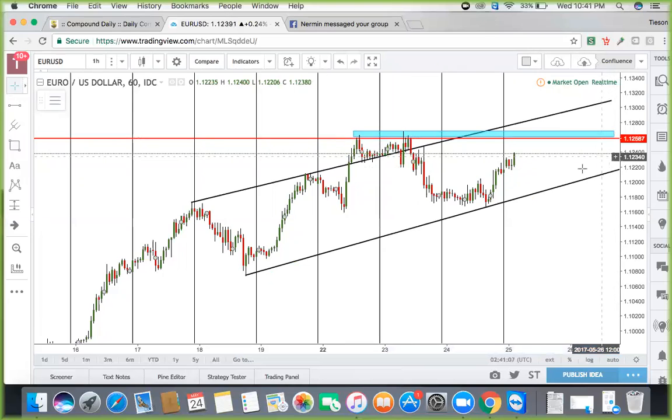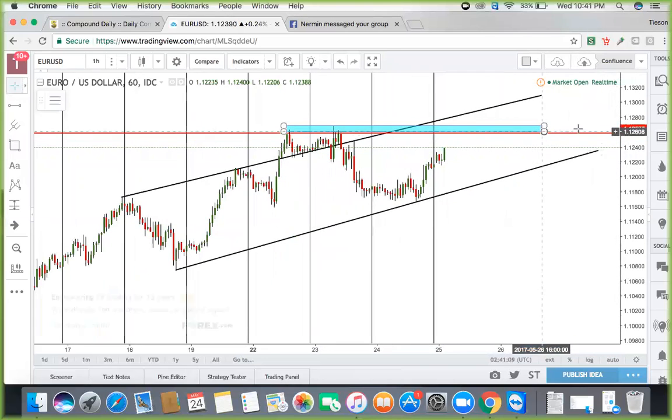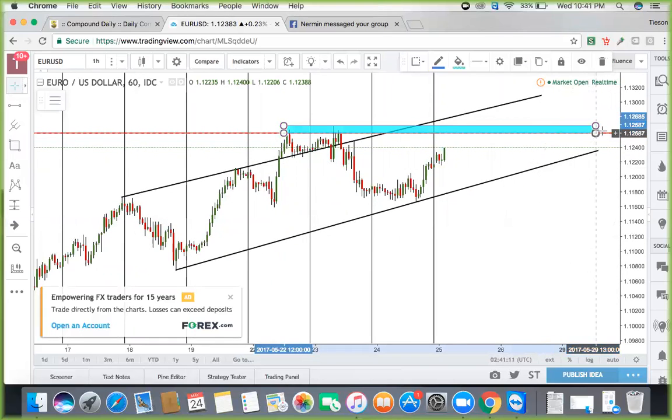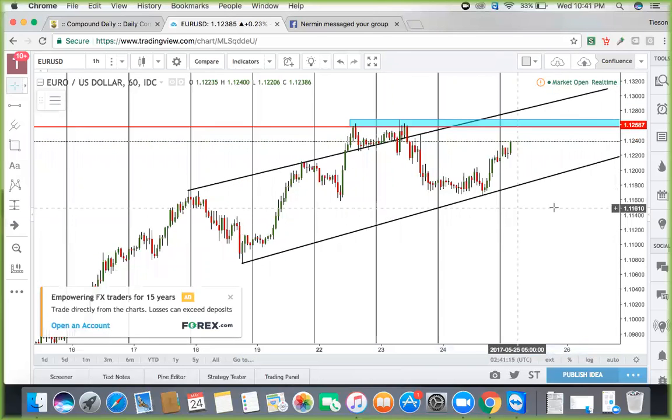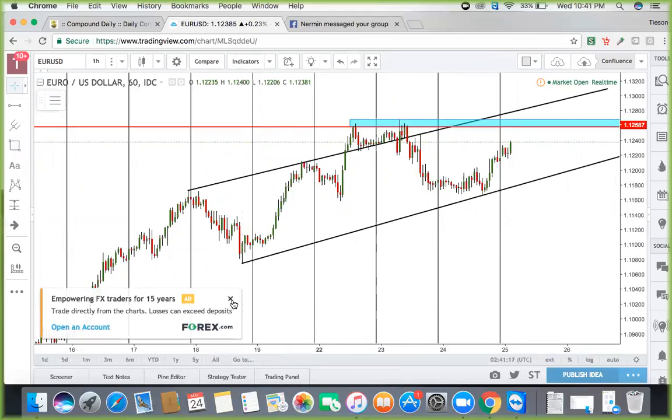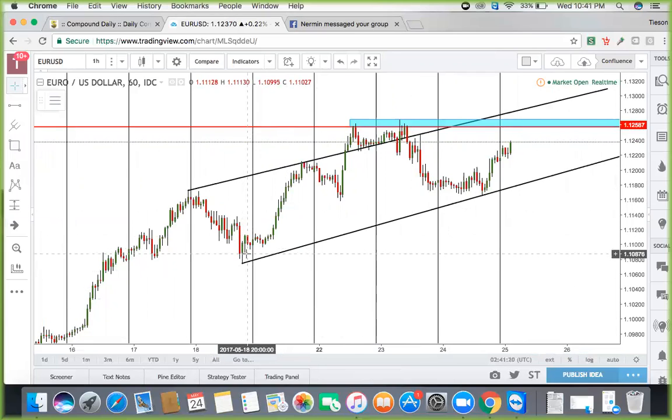Okay? I like to draw little zones. And these are called supply and demand zones. Simply what that is: there are areas of the market where you see wicks, and that'll show where price has been rejected. Actually, this is a perfect example.